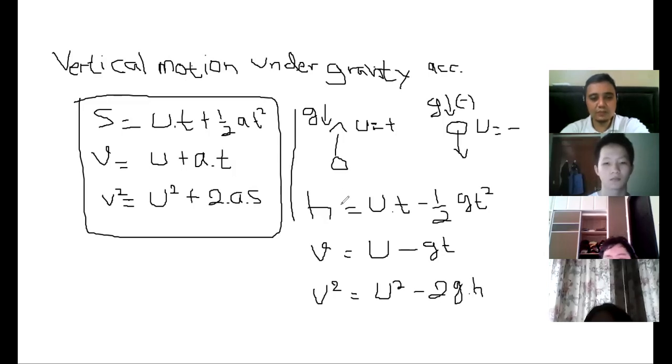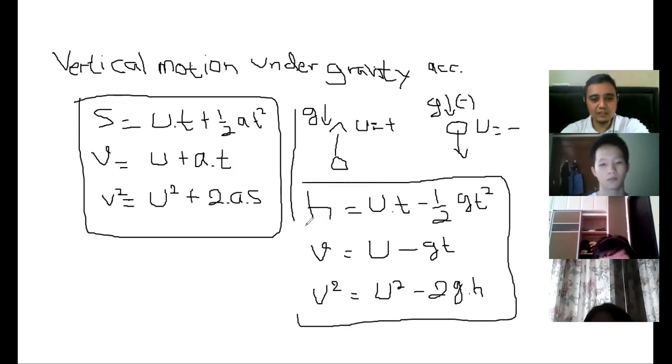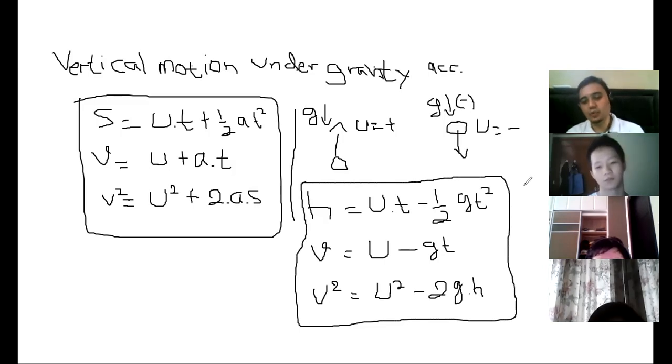So for vertical motion under gravitation, we substitute the coefficients of the equation. The distance will be the height because it's in meters. Velocity is still velocity. Initial velocity still uses u. Acceleration will be replaced by gravitational acceleration, with a minus sign because it's downward.